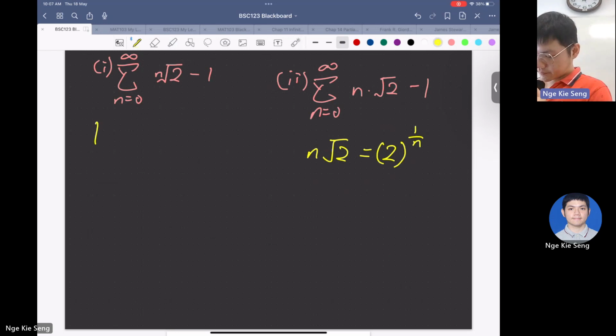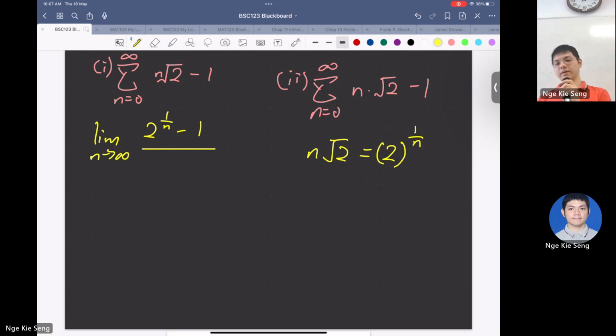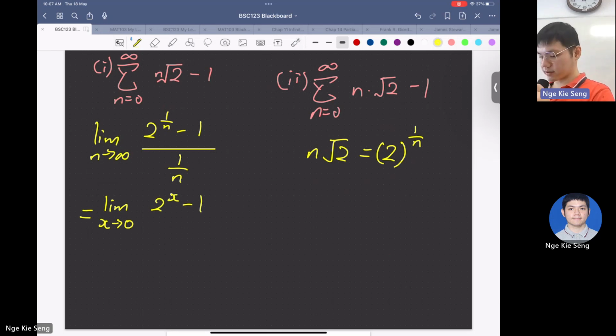Okay, so it's a bit tricky here. What we want to compare: you can compare with 1 over n. Just play around with this power here. If you can't see clearly what this is, you can do some change of variable where you get 2 to the x minus 1 over x, but now x goes to 0 instead of infinity.